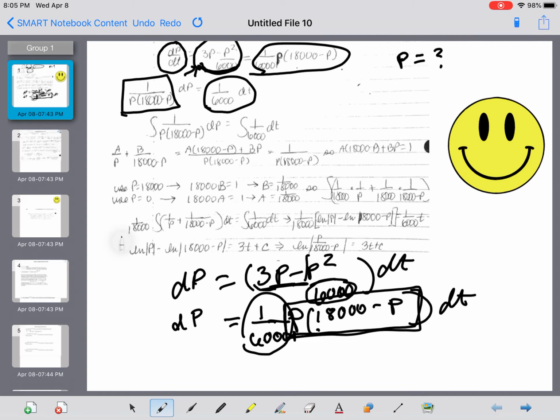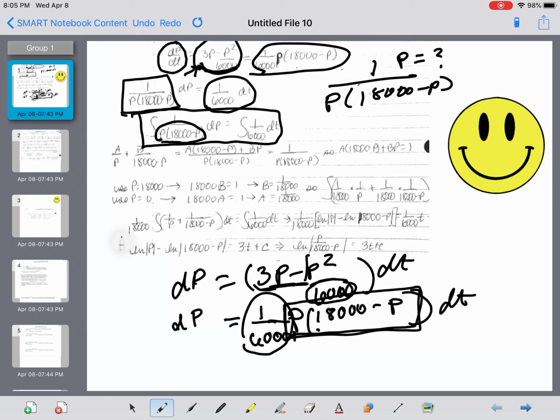And now that throws me into integrating both sides. So this is separation of variables review. There's a lot of review going on here. And then my next step is this is factored. P times 18,000 minus p is factored right here. And so now my next step is partial fractions because the bottom is factored. And so I said A over p and B over 18,000 minus p.